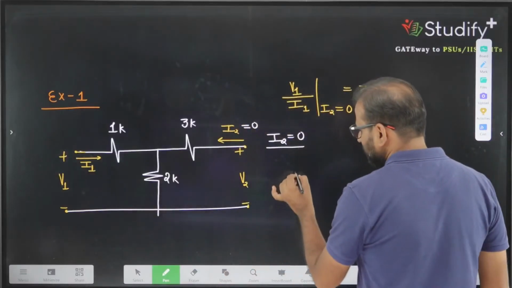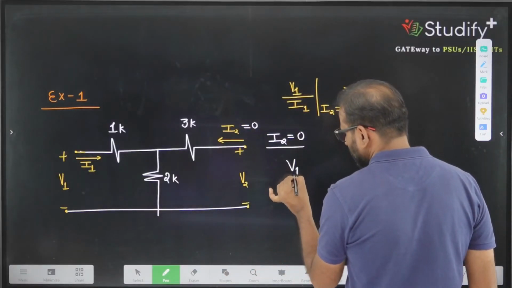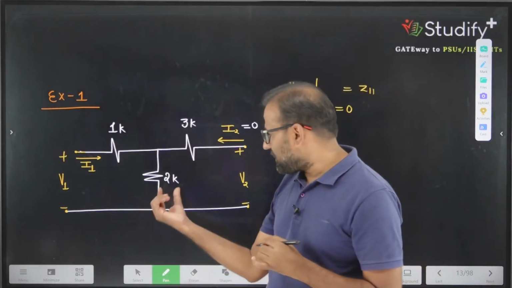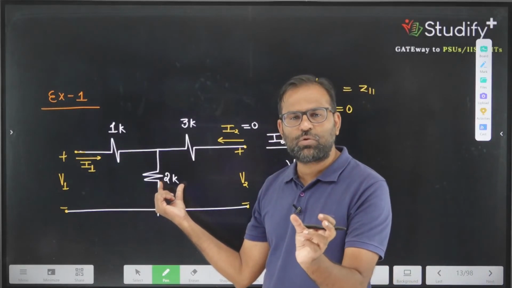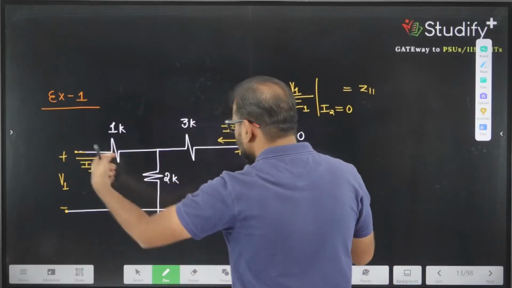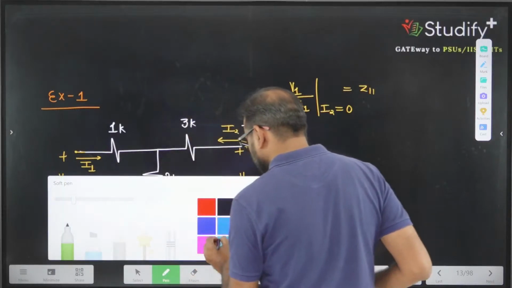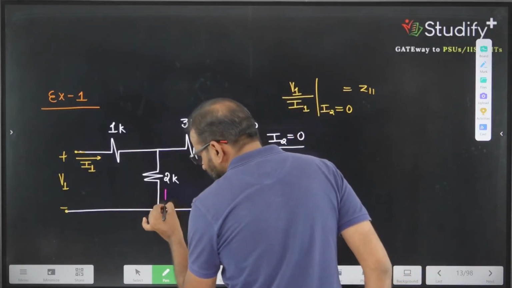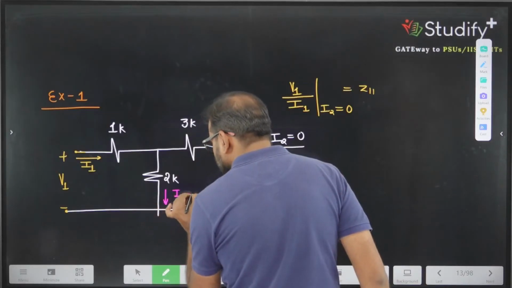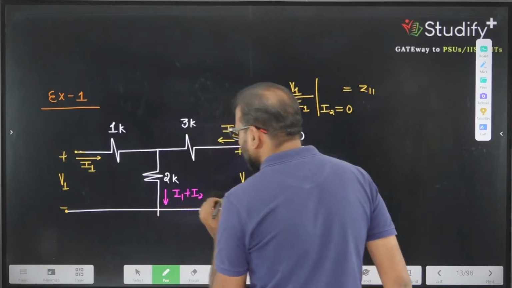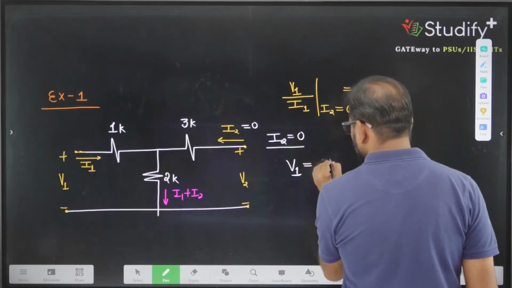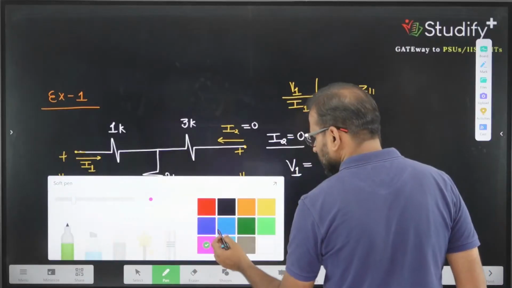So currently we can expect V1 equal to how much? Only one current. Initially this 2 kilo ohm resistance is shared by two currents I1 and I2. I1 current is coming from here, I2 is coming from here. So can I say the net current going inside the network is I1 plus I2, but I am making I2 equal to 0. So what is current here? I1. So you can say V1 is equivalent to what?